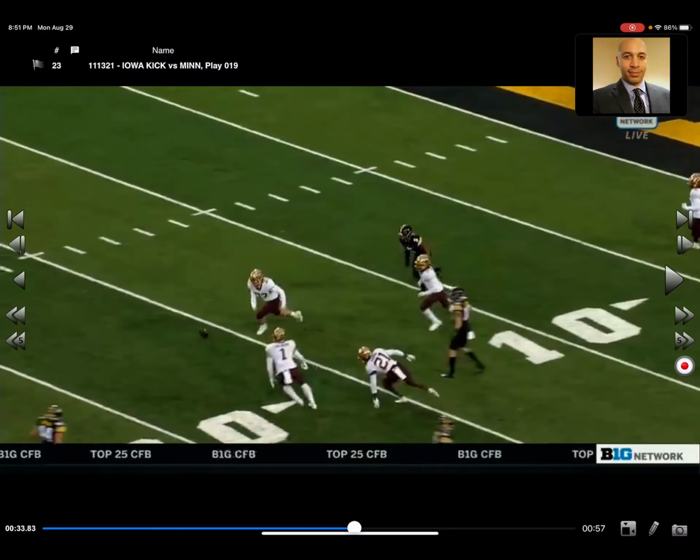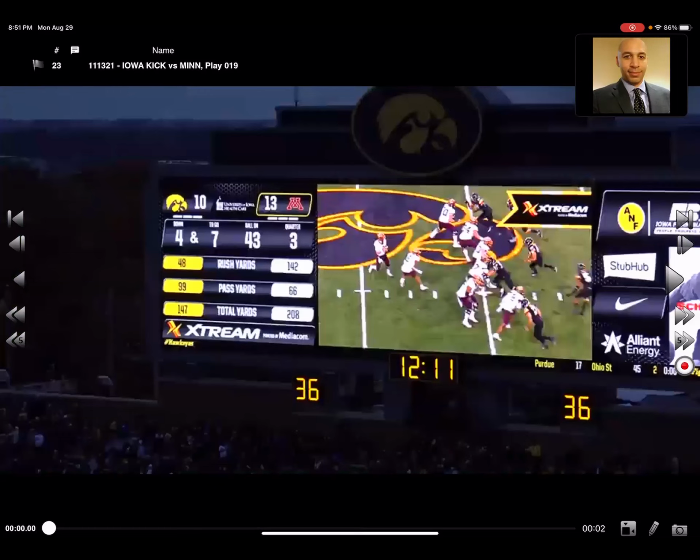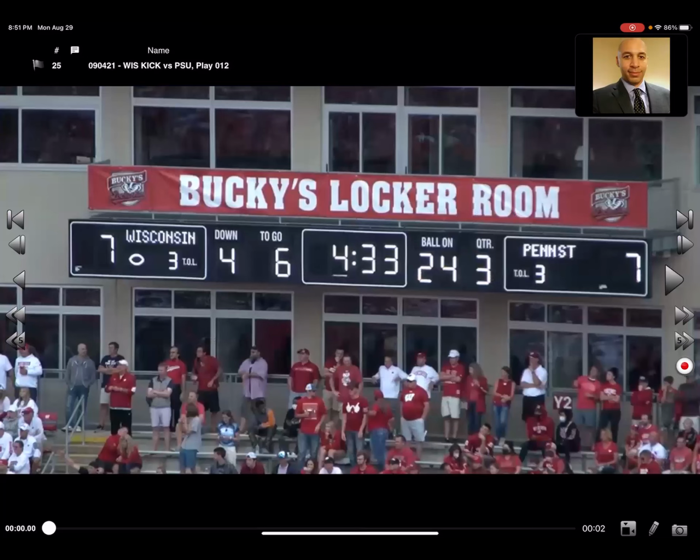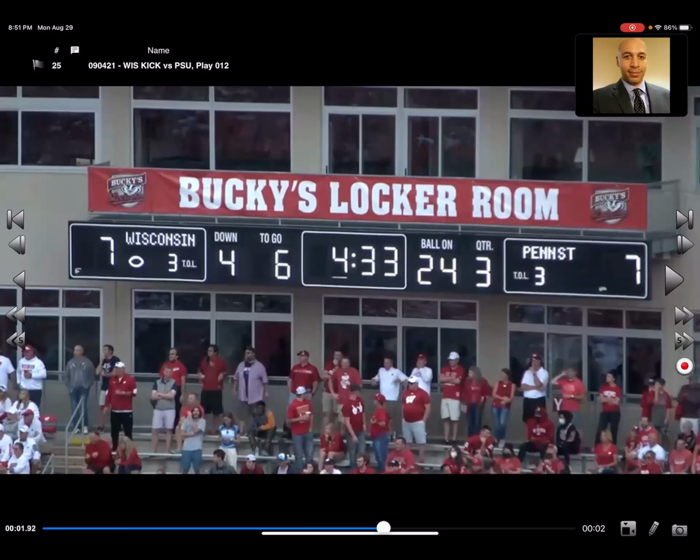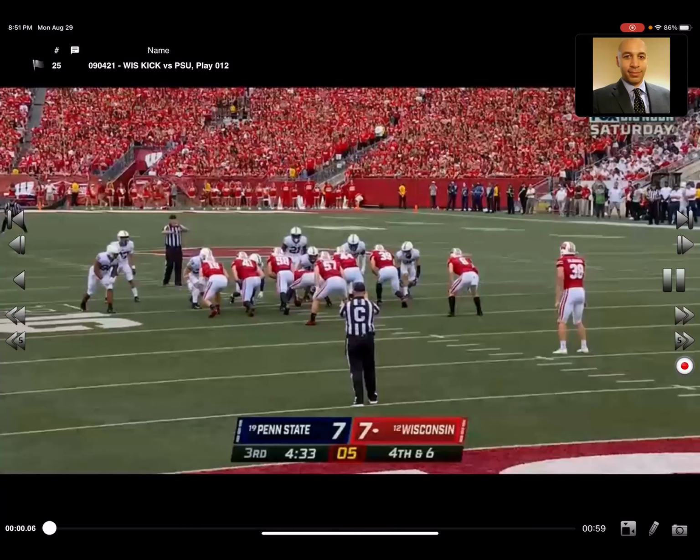Going to jump the 25 here. This is forced or blocked into. Oops. So Wisconsin with a punt at their own 10. Here's another type of example for you.